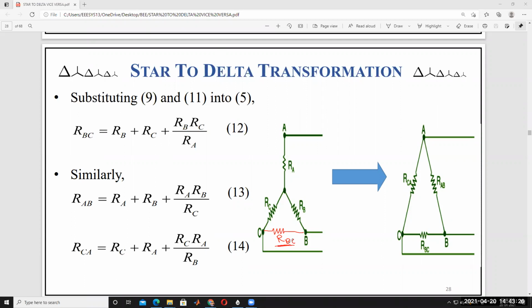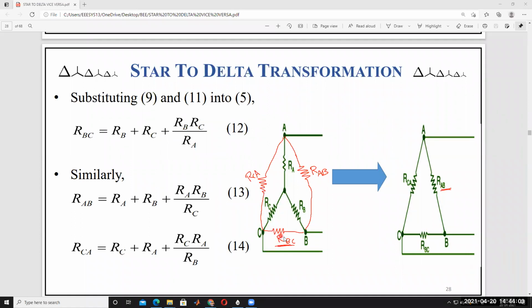This resistor is nothing but RAB in the delta connected system. This is called RAB. Here also, same delta connected, and this is RCA. Am I right? This is called delta connection, star to delta transformation.